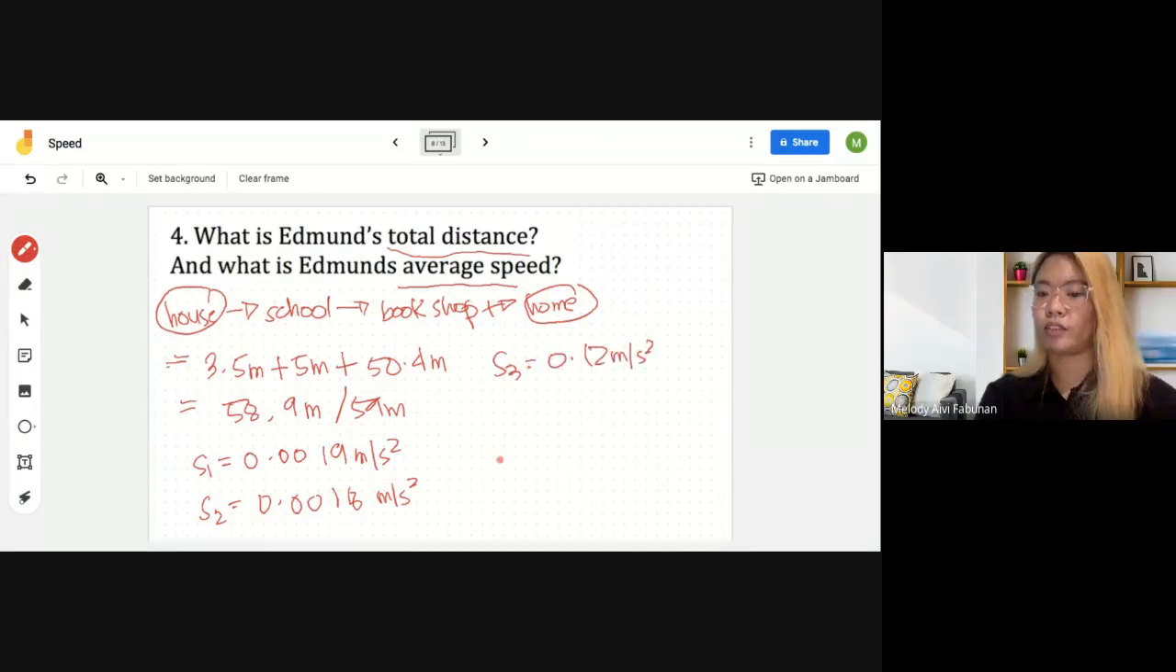So if we want to look for the average distance, we are going to add the values for the first speed, the second speed, and the third speed, and then we are going to divide it by 3. Kasi tatlo yung values for speed niya. So what's the value for the average speed?